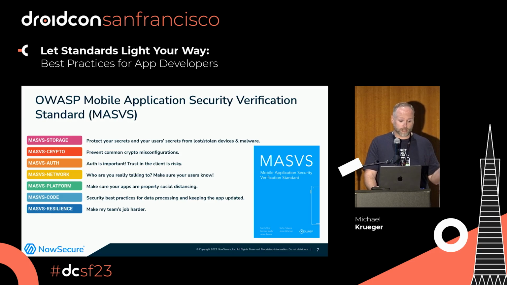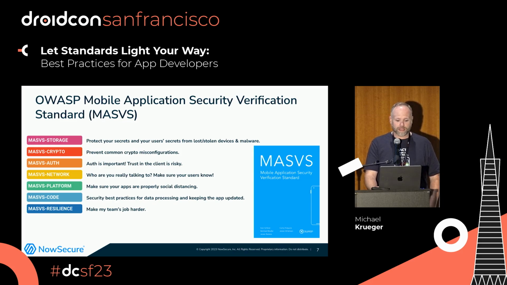So first category, storage. We all know we need to protect our secrets and our users' secrets from lost or stolen devices and malware compromise. We know we need to do the right thing with cryptography. We need to prevent those common misconfigurations. And we all know auth is important. Trust in the client is risky. We've heard other talks today and yesterday about how important authentication is. I also care about our network communication. Who are you really talking to? Make sure your users are communicating with your endpoints and not an attacker's.